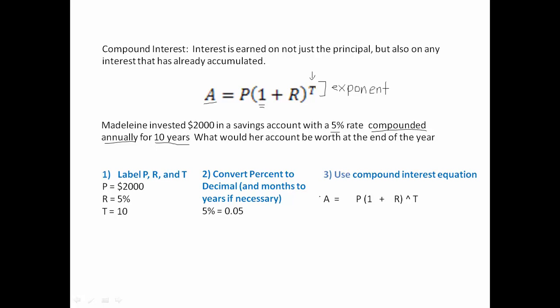So when I'm putting things into this equation, I need to remember that this is an exponent and not multiplication. But I'm going to go ahead and put my values in. So first of all, the principal becomes 2,000. The parentheses and the 1 stay as they are, plus my rate becomes 0.05. I close my parentheses, add this little caret to mean exponent, and then the t becomes a 10.